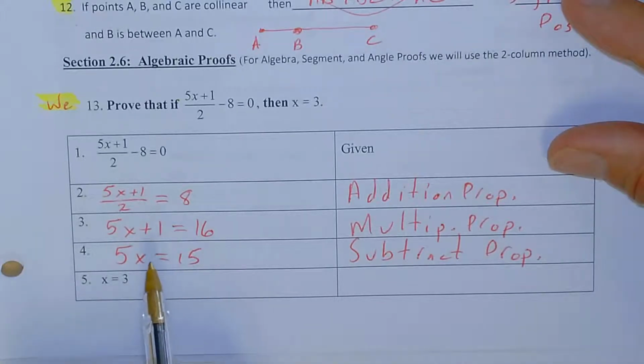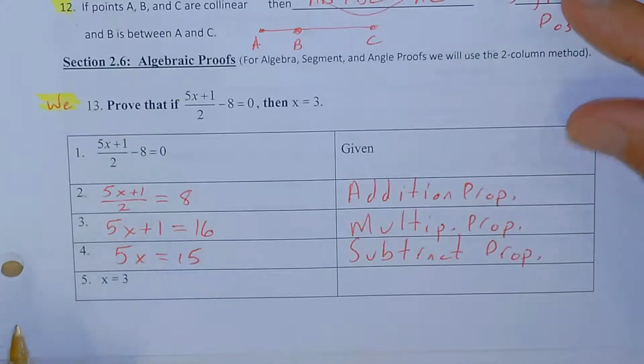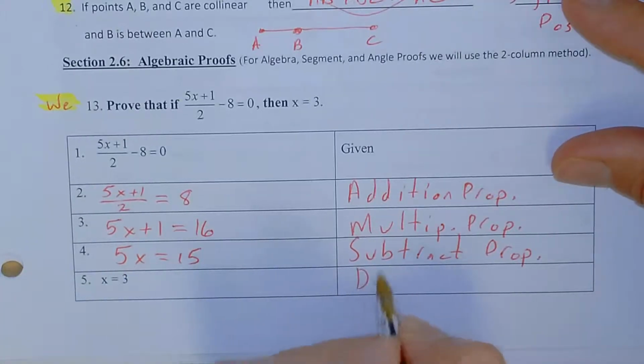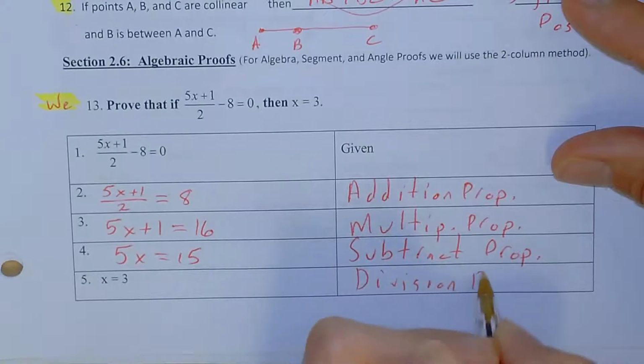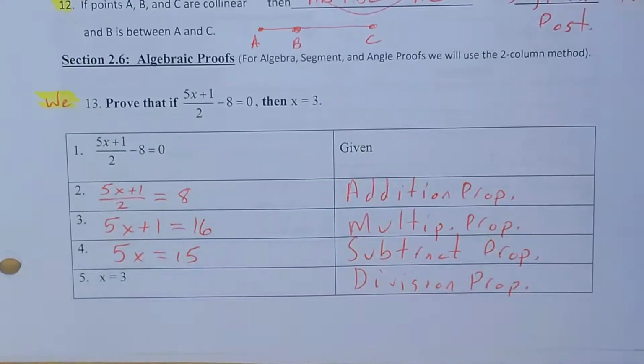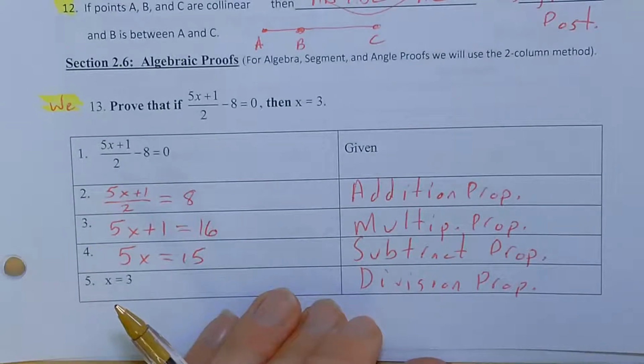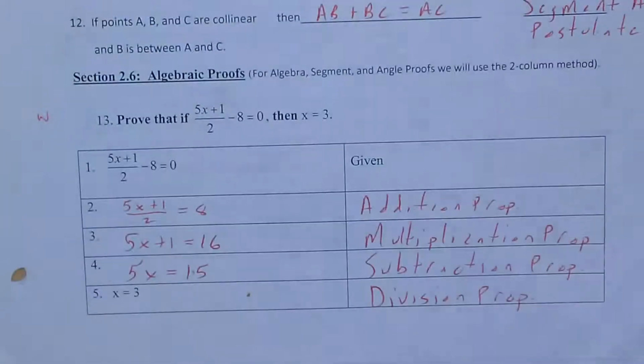And then finally, to get from step 4 to 5, I would need to divide both sides by 5, and that is an algebra property that you've learned called the division property. So that is what an algebraic proof looks like, and that should feel pretty good to you.